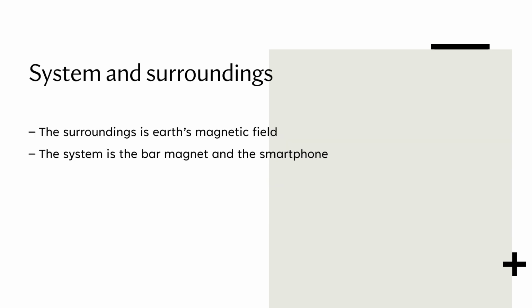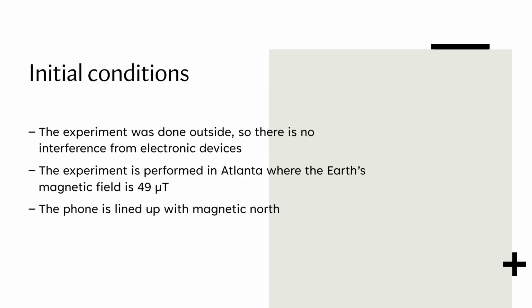The surroundings is the Earth's magnetic field, and the system is the bar magnet and my smartphone and its magnetometer. The experiment was done outside, so there's no interference from wires and other electronic devices. The experiment is performed in Atlanta, where the Earth's magnetic field is 49 microtesla, and the phone is lined up with magnetic north.